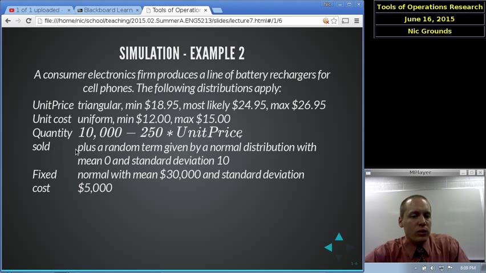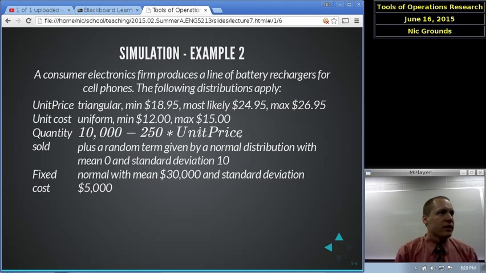The quantity sold will be a computation. We'll sell 10,000 units, sort of a base case, minus 250 times the unit price. That is, the higher we set the price, the fewer we sell. Fewer people will buy the product the higher the price goes, and the lower the price goes, the more people might buy it. So 10,000 minus 250 times the unit price, plus a random term given by a normal distribution with mean 0, standard deviation 10.